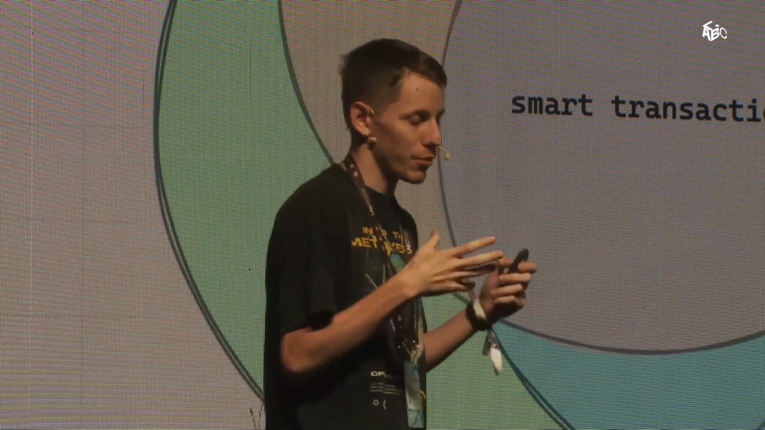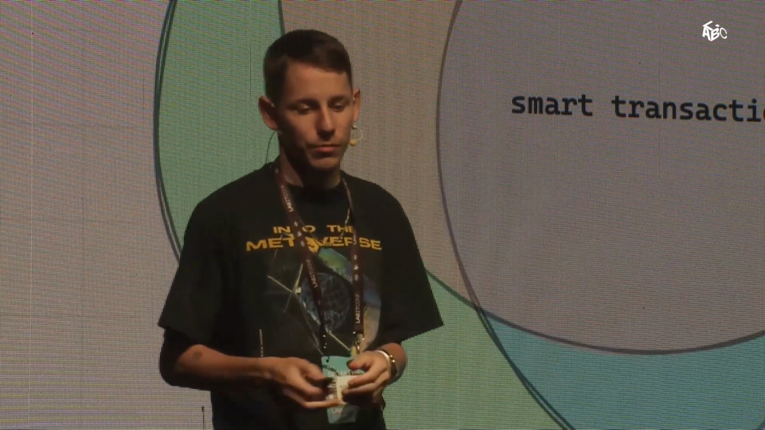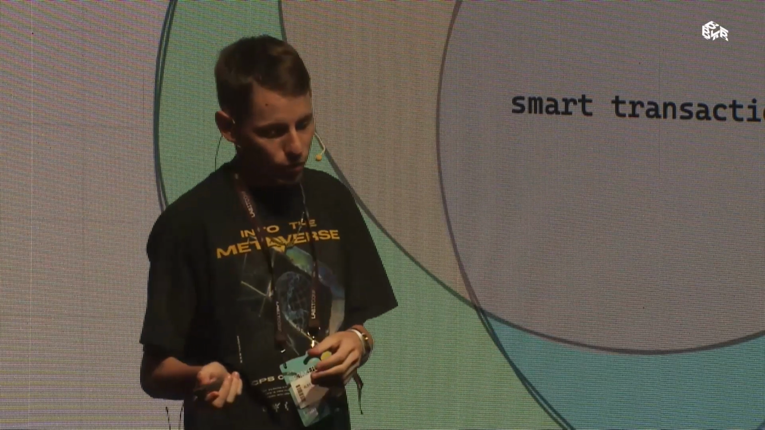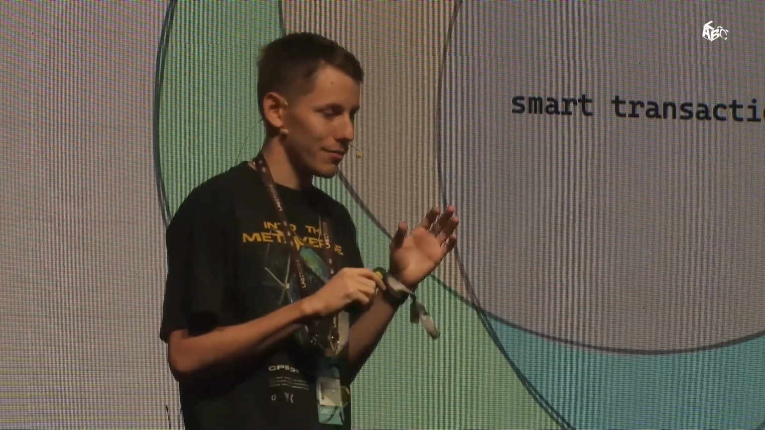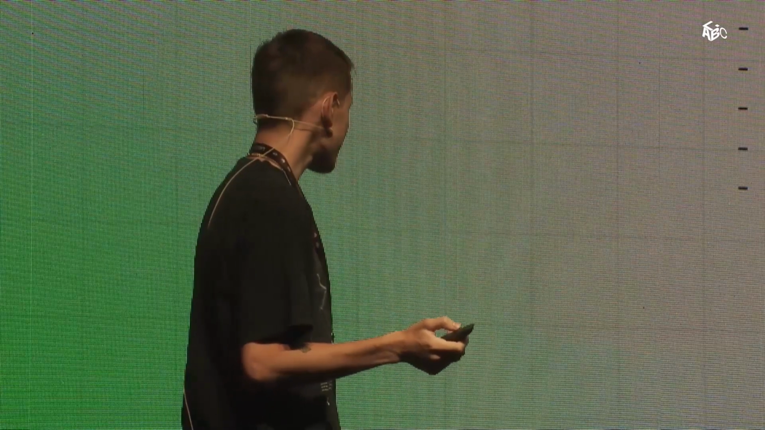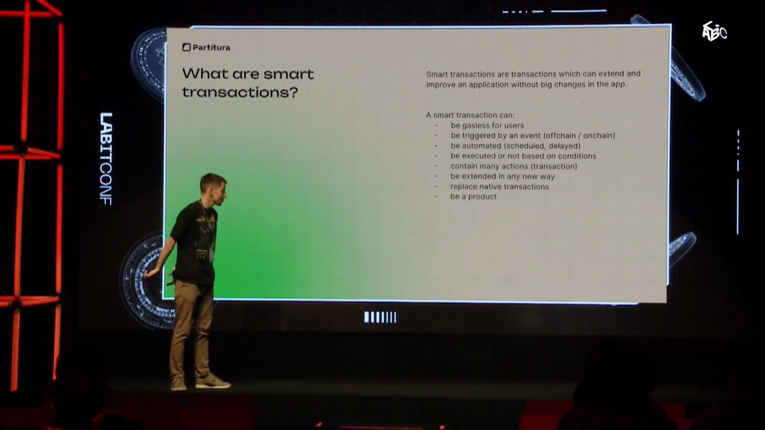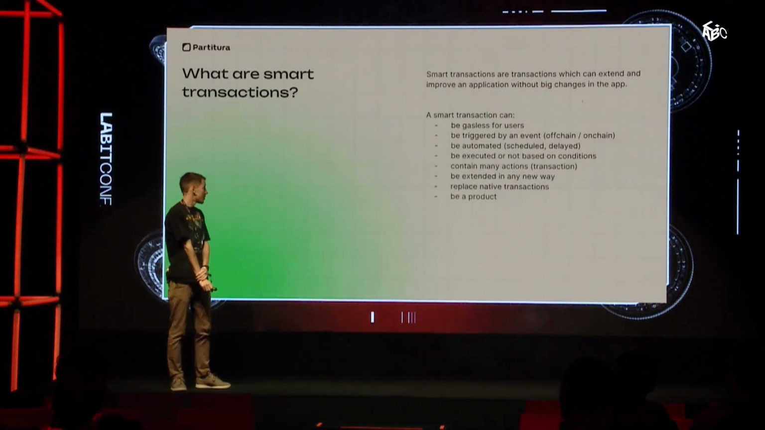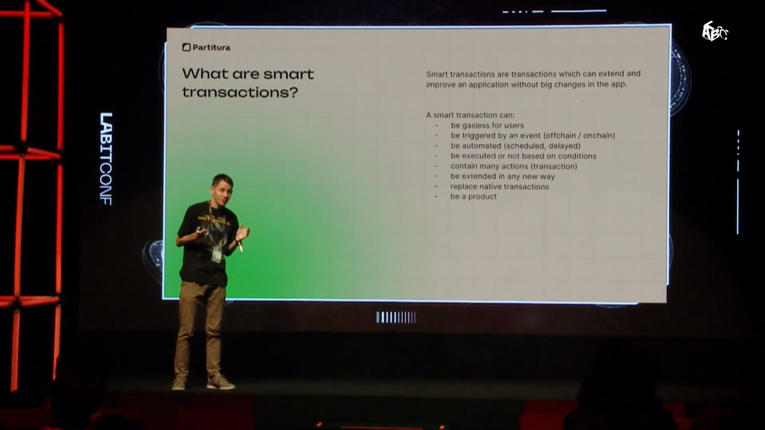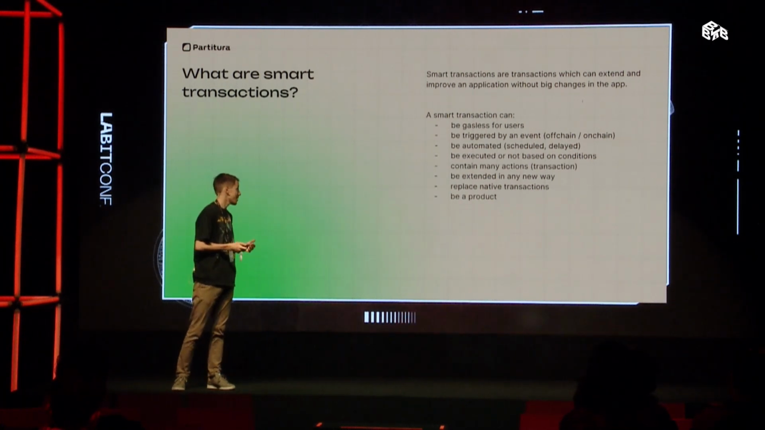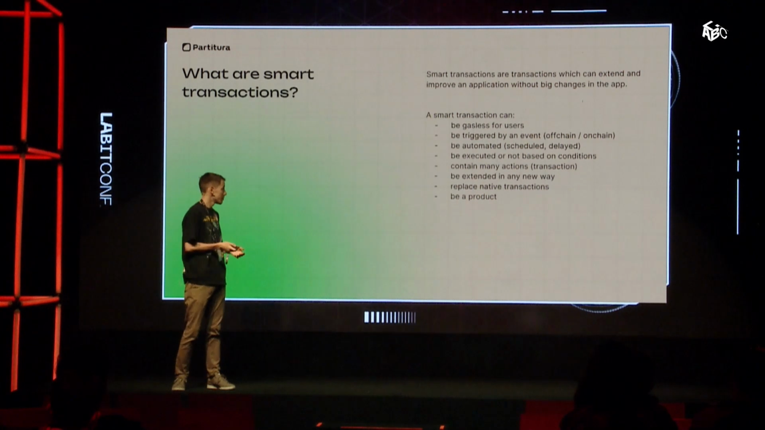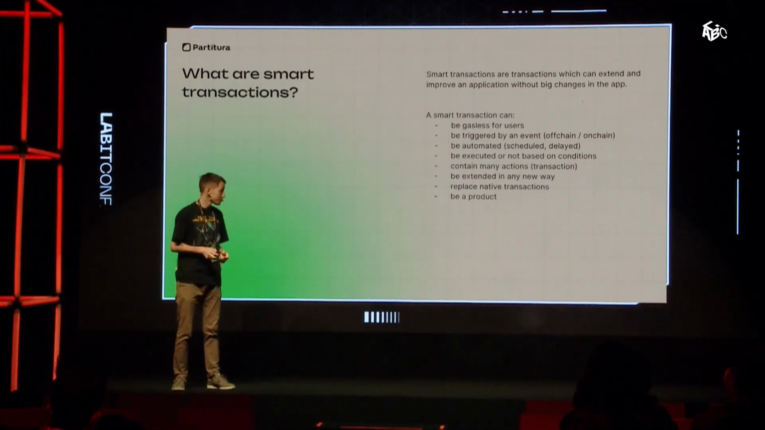For example, for some products, it will be better to implement it at the node level, or for someone it will be better to implement it on the bundler level. So let's sum up what a smart transaction is and what it is not. Smart transactions are transactions which can extend and improve an application without big changes in the application.